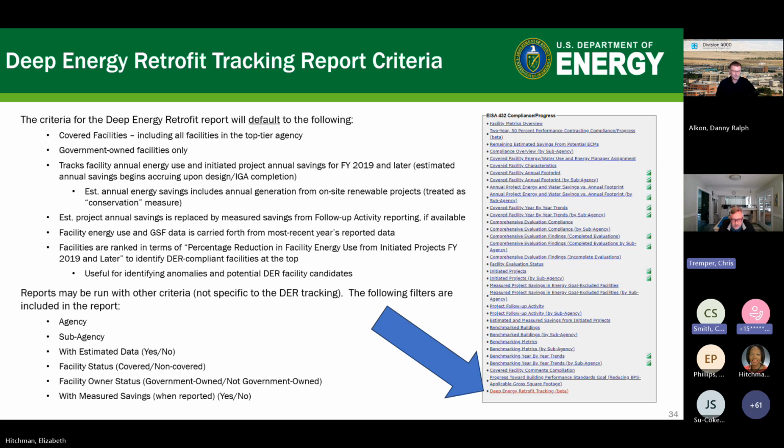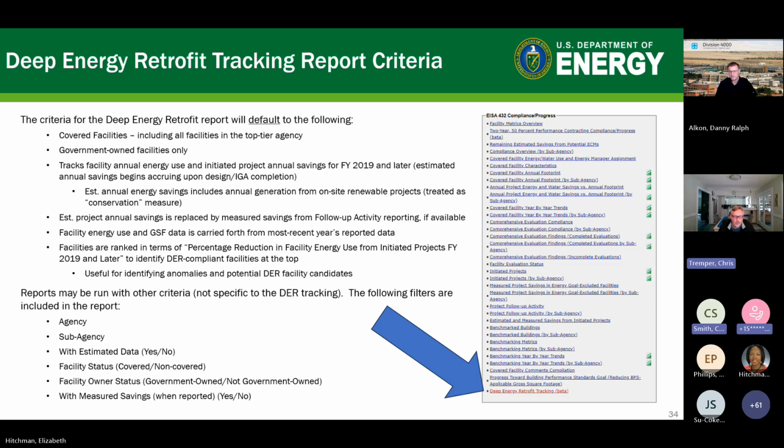But if you are also dutifully following up on that project by doing an M&V and reporting your measured savings in CTS, and those measured savings happen to be better than your estimated savings, that will be pulled into the report as well. If you have been delinquent in updating your covered facility footprint and gross square footage data, the report carries that forward and indicates the data as estimated.